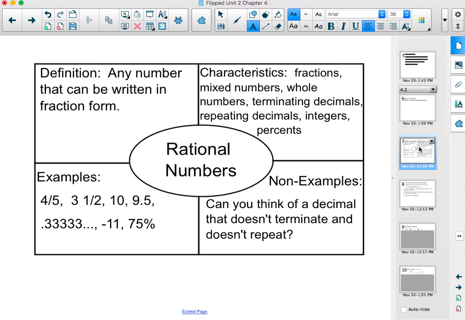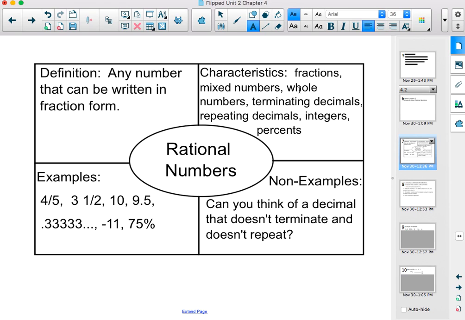So first is the definition. Definition of a rational number is any number that can be written in fraction form. You should recognize this definition from 6th grade and from earlier in the year, but it's really important that we remember it from this point forward. If we can write it as a fraction, then it is rational.